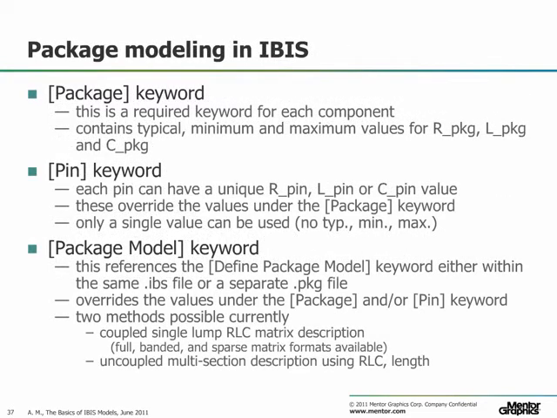The IBIS specification has several different keywords for package modeling purposes. The package keyword is required in IBIS. This keyword contains a typical minimum and maximum RLC value for the entire package of the component. The minimum and maximum value is supposed to represent the shortest and longest traces inside a package. The pin keyword allows you to enter a unique RLC value for each pin. Since the package information provided under the pin keyword provides a more detailed description of the package, these values will override the values found in the package keyword.